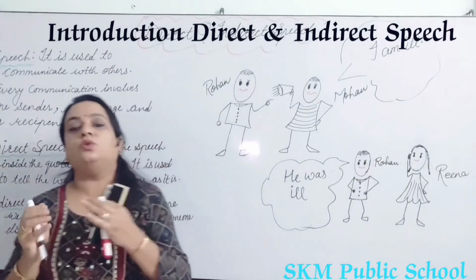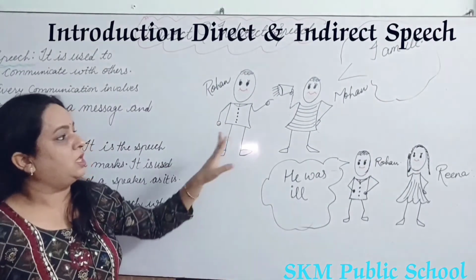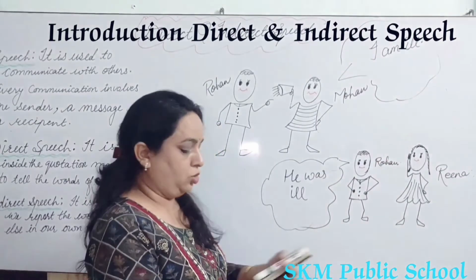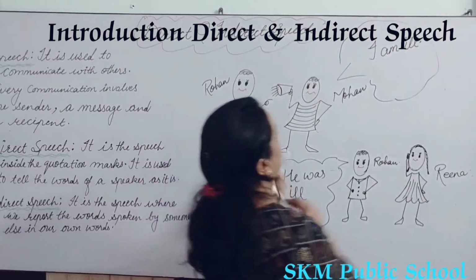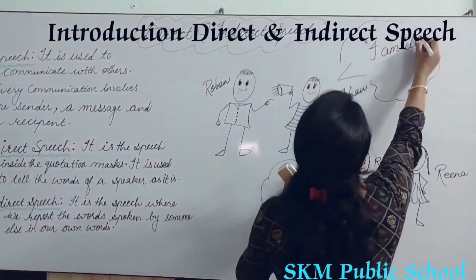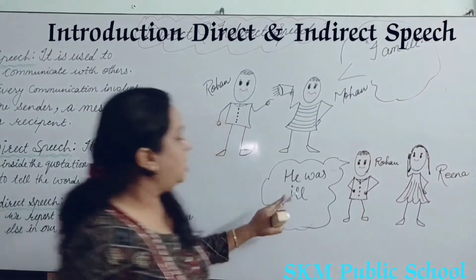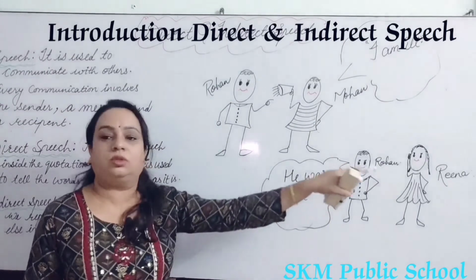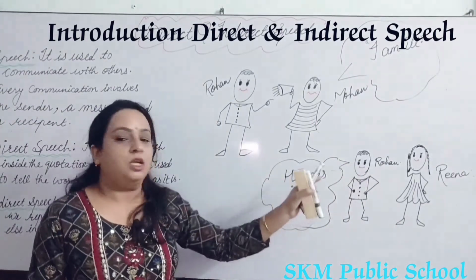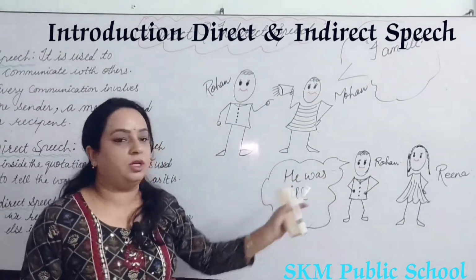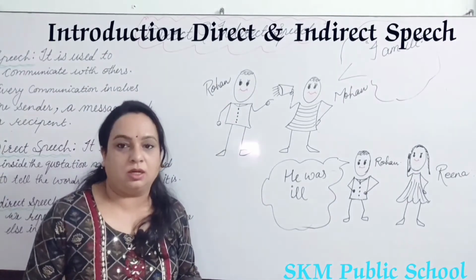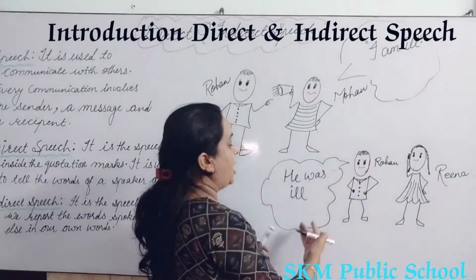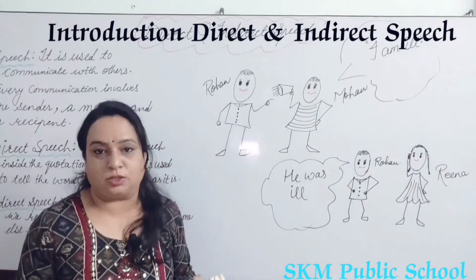Clear? Now what you guess here, that when Mohan said that I am ill, this you have written within the inverted commas, and when Rohan said this to the third person Reena, he is not using any inverted commas or quotation marks here. So what is this? This was direct speech and this was indirect speech.